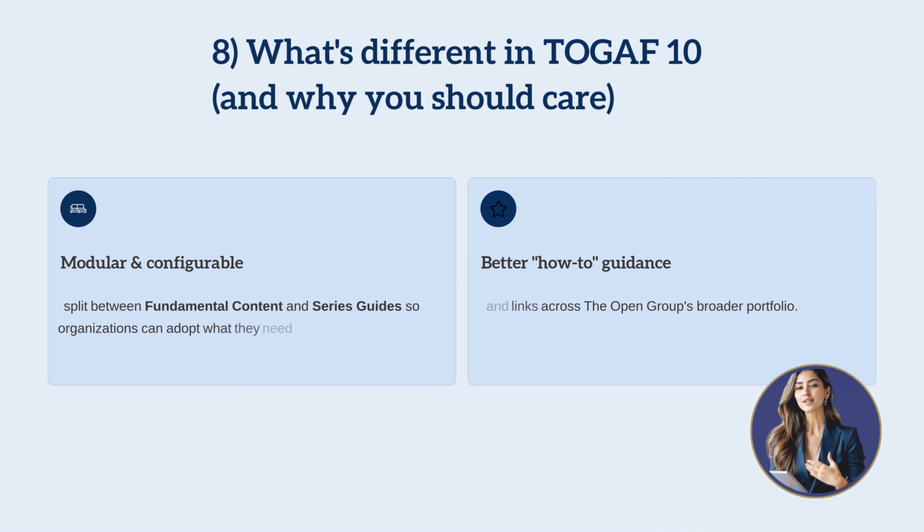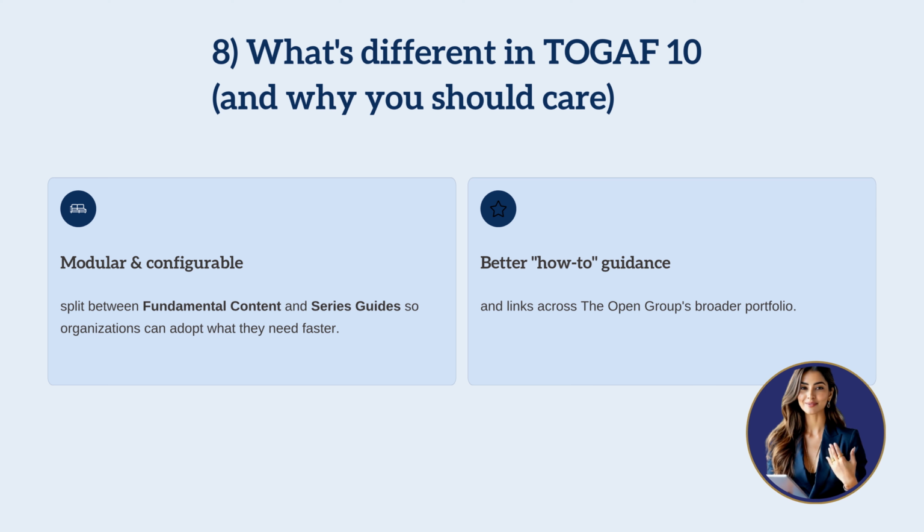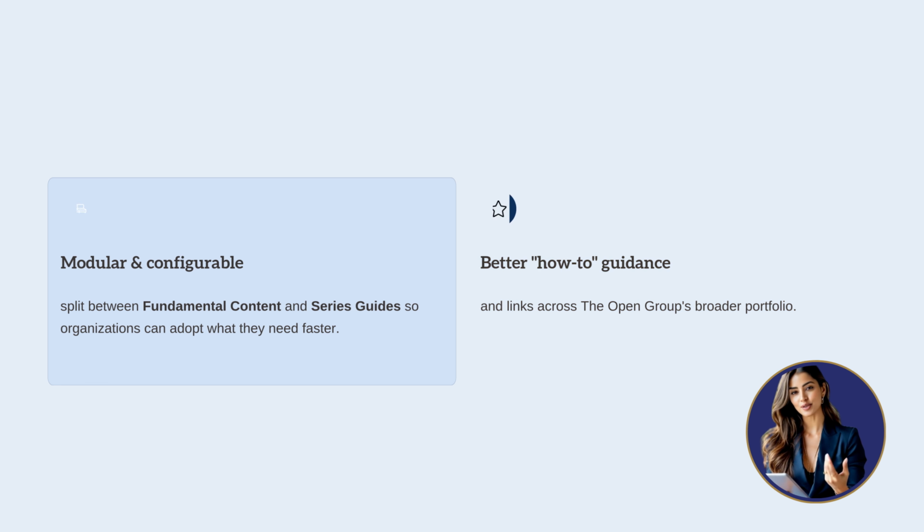What's different in TOGAF 10? TOGAF 10 is significantly different from version 9.2. It is modular and configurable, split into fundamental content and series guides, allowing organizations to adopt what they need more quickly. The new edition adds clearer how-to guidance and stronger connections to the Open Group's broader portfolio of standards, making TOGAF 10 far more practical and adaptive to modern digital enterprises.